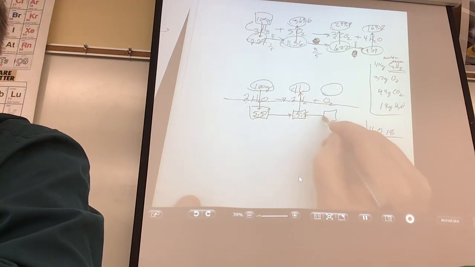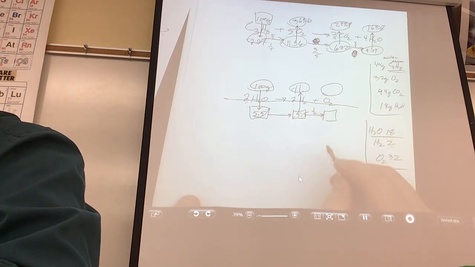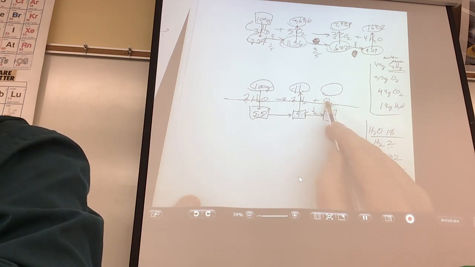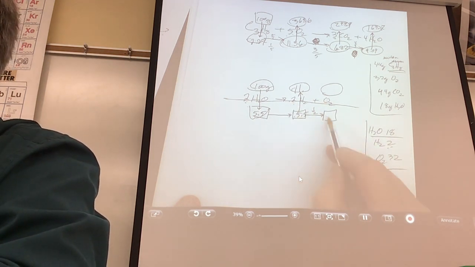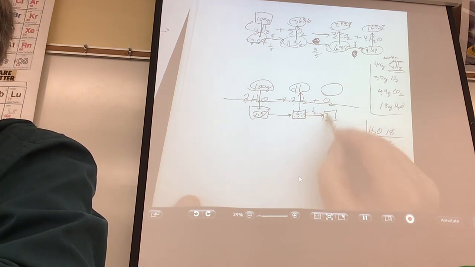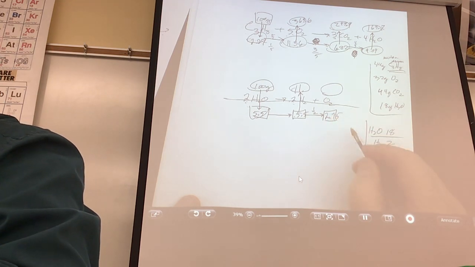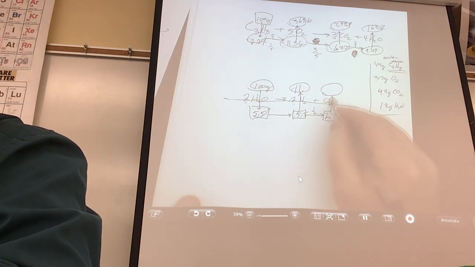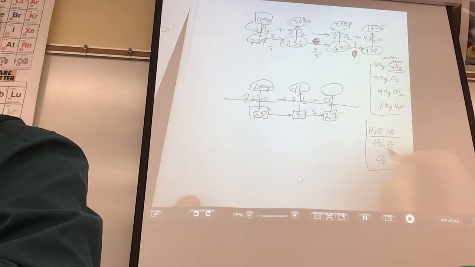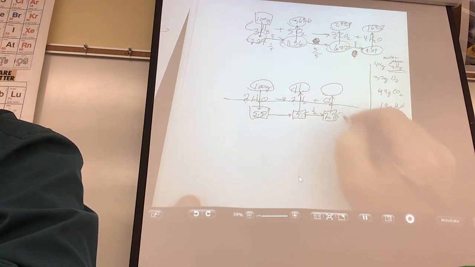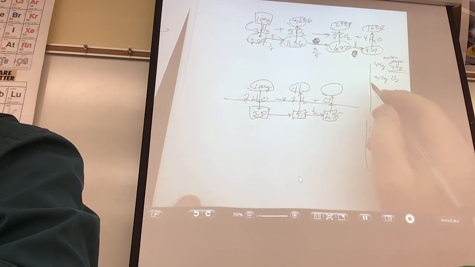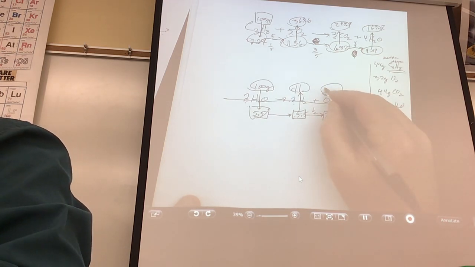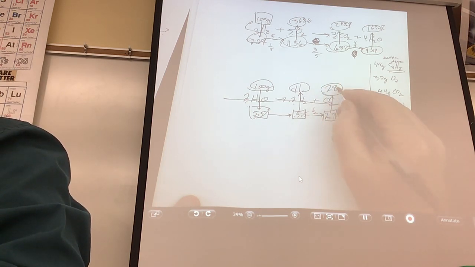Now, let's go this way. 2, 1. It's got to get smaller. Multiply by half, right? I've got a choice of 2 over 1 or 1 over 2. This number here better be half the size of that number. What is it? 2.75? Is that right? Okay, then go up. When you go up out of the mole world, multiply by the molar mass of O2, which is 32. What's 2.75 times 32? I have no idea. 88. Say it again. 88.